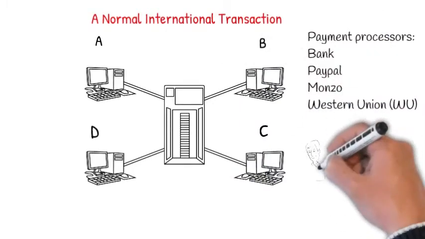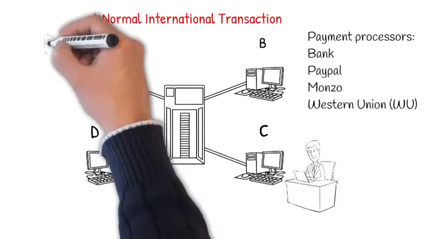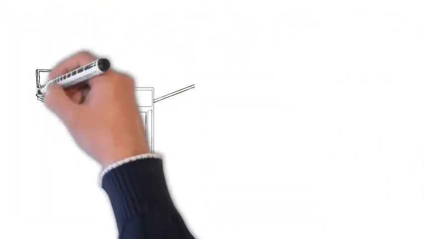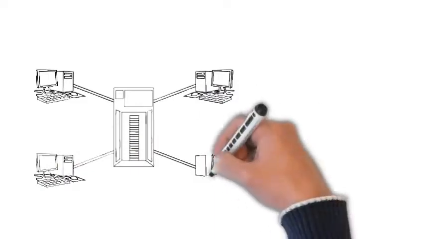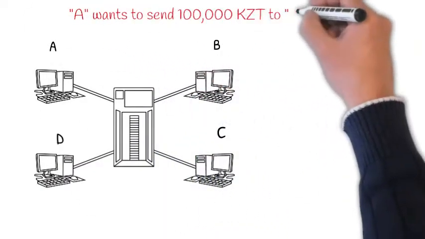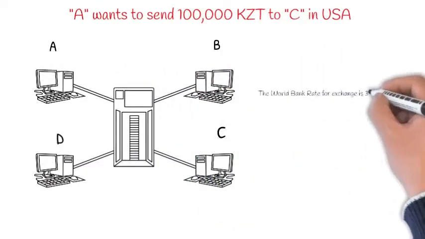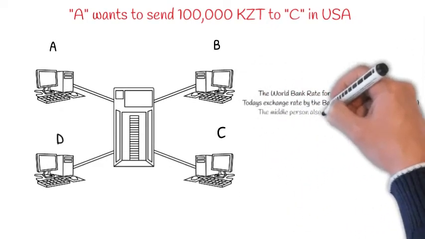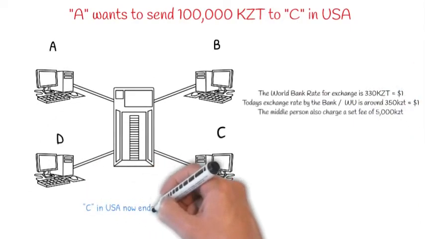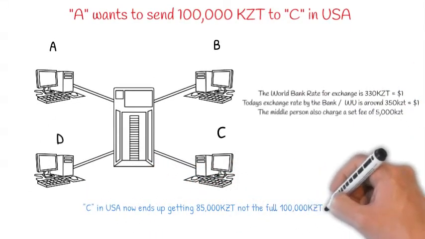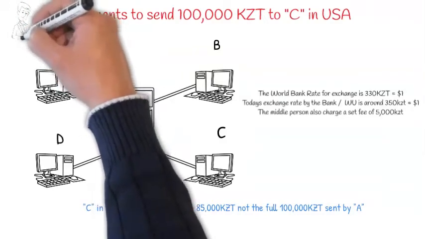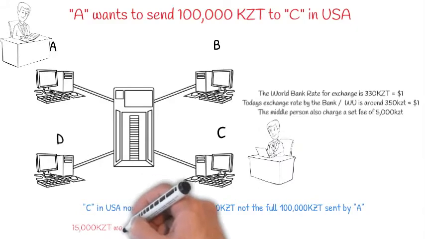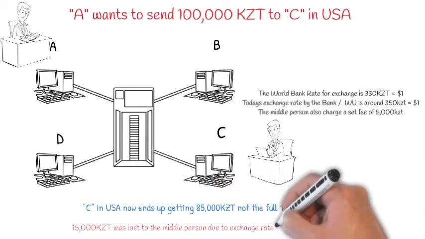First, there will be a transaction rate or exchange rate. Normally, the World Bank or the World Forex Exchange, they set a rate for every country. So, for instance, for today, the World Bank has set 330 tenge to equal $1. But Halyk Bank or Western Union decided to charge me 350 tenge for $1 every time I send something. Plus, they will charge me another 5,000 tenge for the transaction.